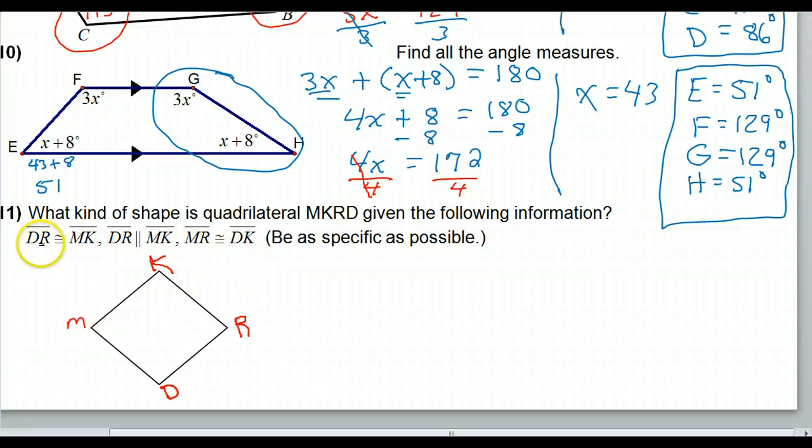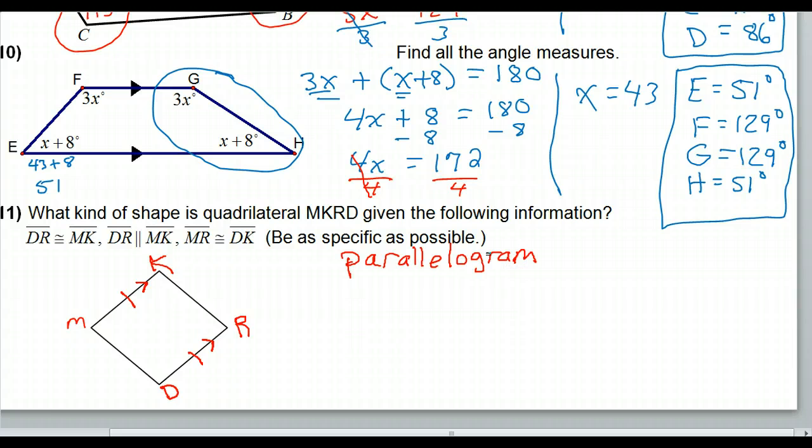So, DR is congruent to MK. So for example, DR and MK are congruent. DR is parallel to MK. Okay, so DR and MK are parallel. Alright, before I even look at the next thing, I can narrow this down to a parallelogram so far. This is some type of parallelogram.